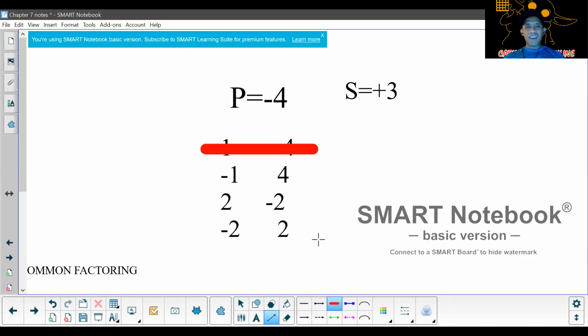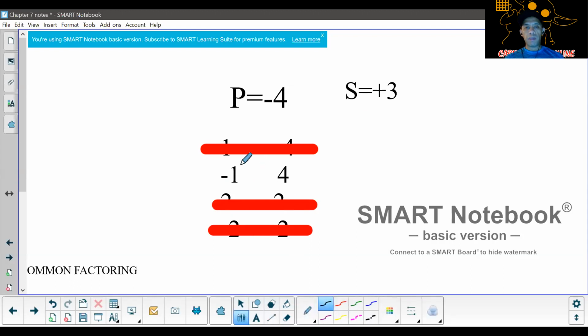And I'm going to give you a hint. I'm going to skip the next one here and go right to the bottom. -2 plus 2 gives me 0, so that isn't it. And 2 minus 2 also gives me 0. So guess what? That isn't it either. So our two numbers that when you multiply give us -4, and when we add them give us +3, is this one right here. It's going to be -1 and 4.